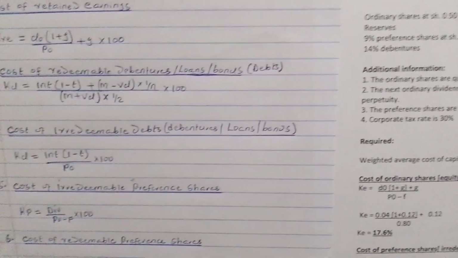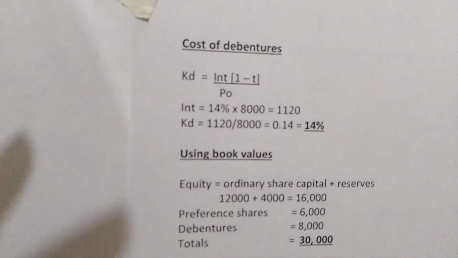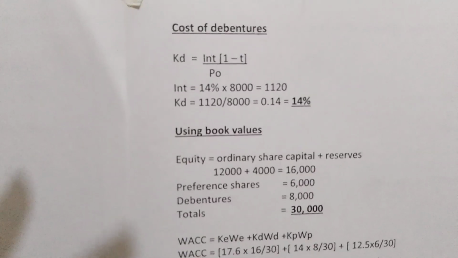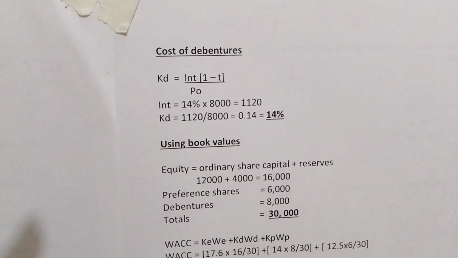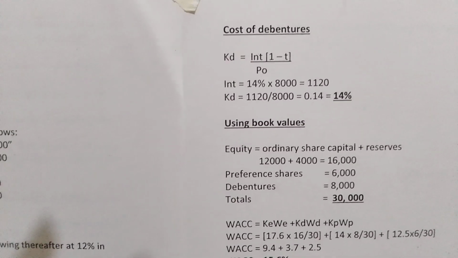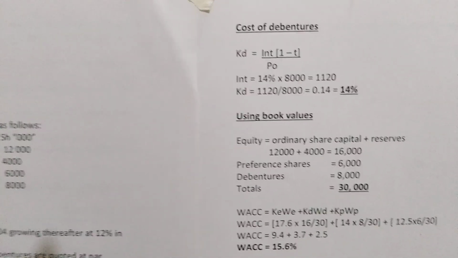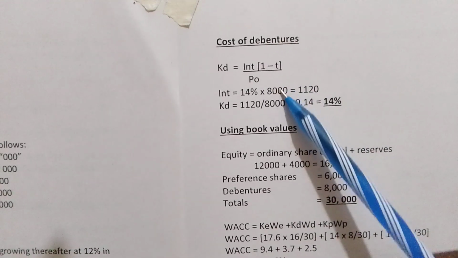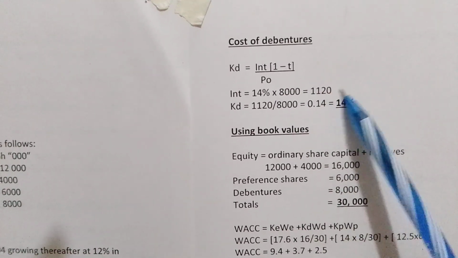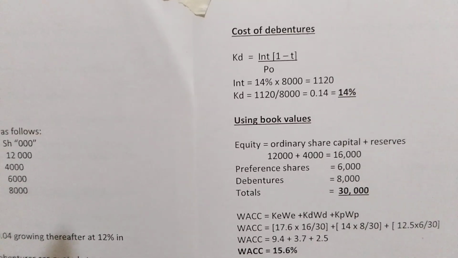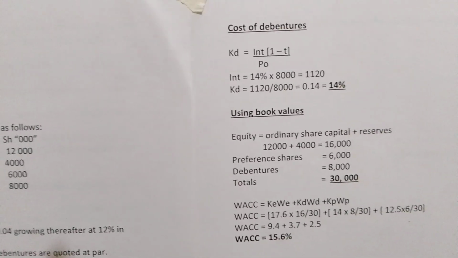Interest, you multiply by 1 minus t over P0. Now here, I did not multiply by 1 minus t. I just ignored the tax shield, but it is advisable to multiply by 1 minus t. I forgot in my workings, but that's not a big issue. The answer that you get here, 1120, you multiply by 0.7 because it is 1 minus t. But we have the solution here.